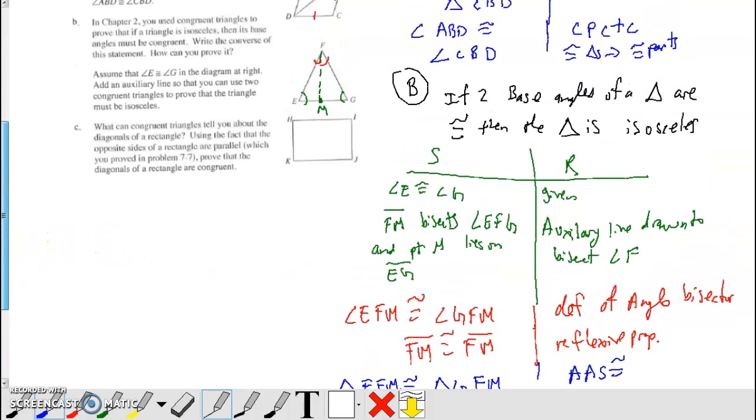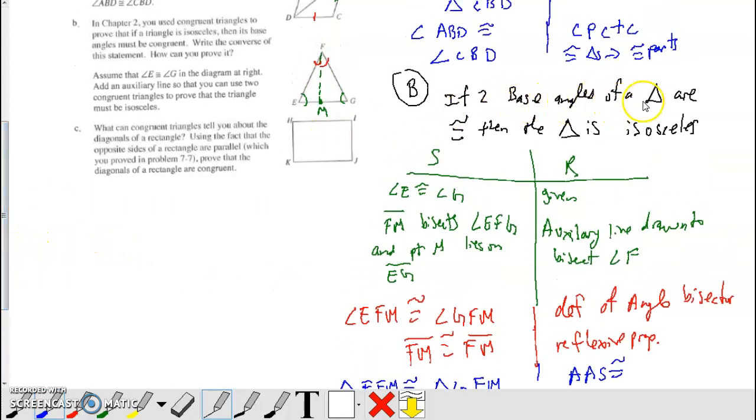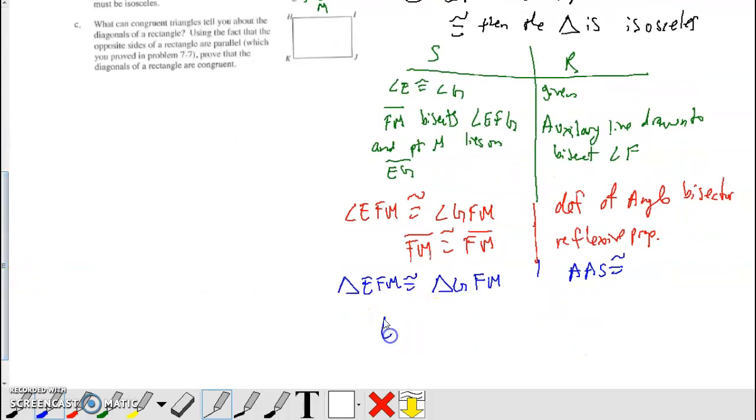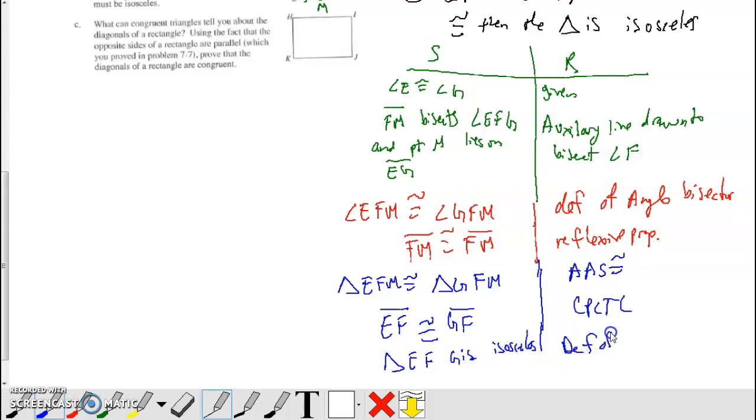Again, what am I trying to prove? I'm trying to prove if two base angles are congruent, then the triangle is isosceles. In order for it to be isosceles, these two sides have to be the same. And they are the same because these triangles are now the same. So EF is congruent to GF, and why? CPCTC. Based on this information, I now get to say that this giant triangle EFG is isosceles, and this is the definition of an isosceles triangle.